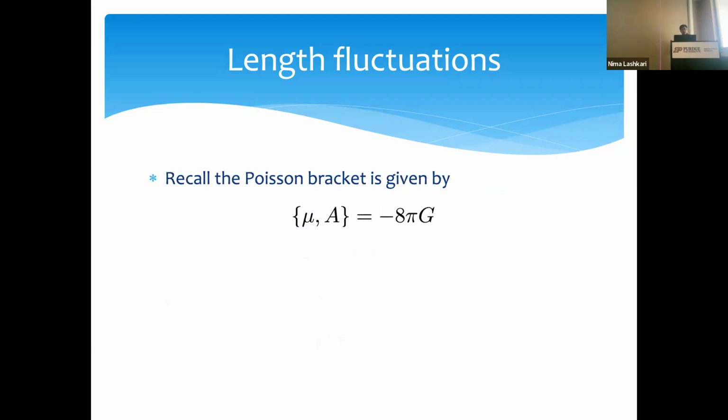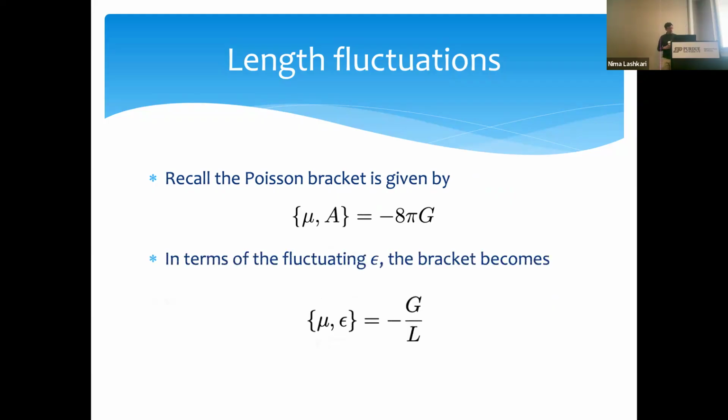Okay, so now recall that the Poisson bracket that we derived previously is given by this. And we can just replace A with 4 pi L squared and then write L as L naught plus epsilon. And at the end of the day, when all the dust has settled, the bracket we get between mu and epsilon is just minus G over L. And this inverse L on the right-hand side is an interesting feature, and we will see that it contributes to the fact that the mapping between the two phase spaces is not going to be linear.